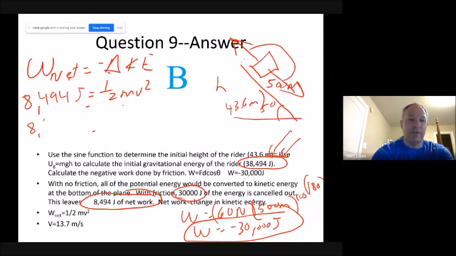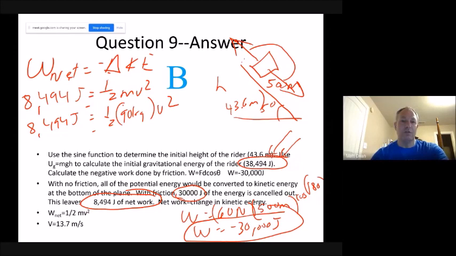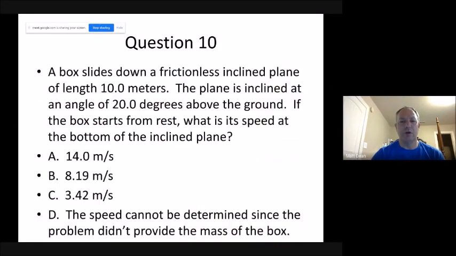Let's do a little bit more math here. So 1/2 times our mass, and in this problem our mass was 90 kilograms, times v squared. Essentially we're going to divide both sides by 45 kilograms, and then take the square root of both sides, and we end up with a final speed of this guy at the bottom of the hill of 13.7 meters per second. So I can see them throwing a problem like that at you. I'm going to show you one other type of problem, and then we'll go from there.